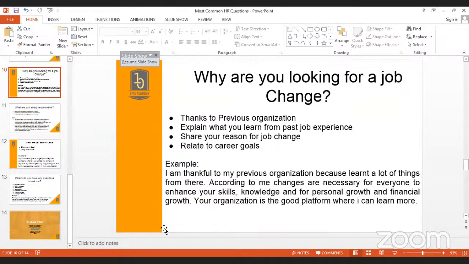For example, I am thankful to my previous organization because I learned a lot of things from there. According to me, changes are necessary for everyone to enhance their skills, knowledge, and personal growth and financial growth. Your organization is a good platform where I can handle more, right? So you can just answer this question in such a manner. So yeah, moving on to the next question.